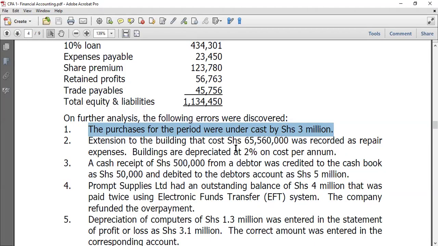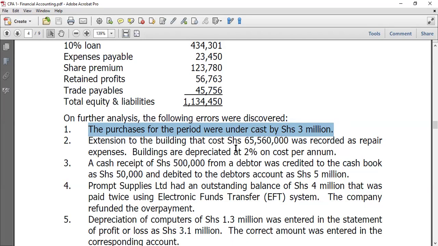So let's ask ourselves, what are we going to do? If they were undercast by 3 million, it means that we have to add back the 3 million, because undercast means that we added by a lower amount. We have to increase it by 3 million. And for purchases, when you increase, you debit them, because purchases have a normal debit balance.